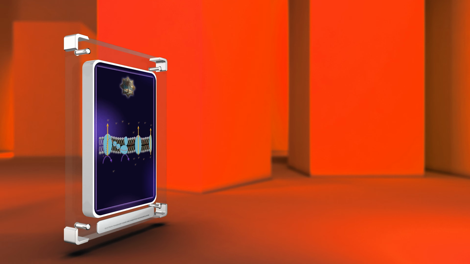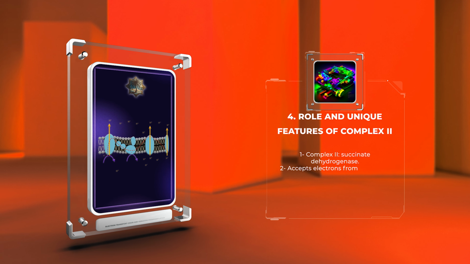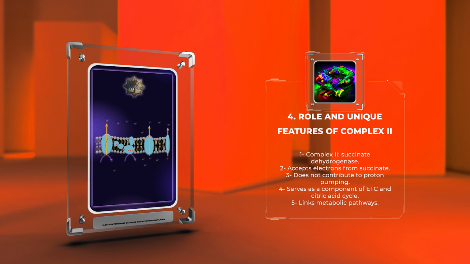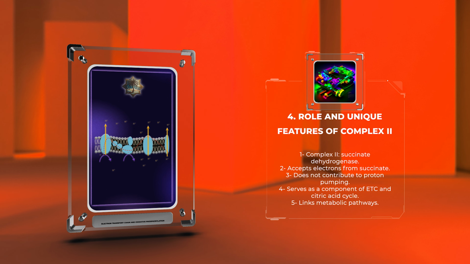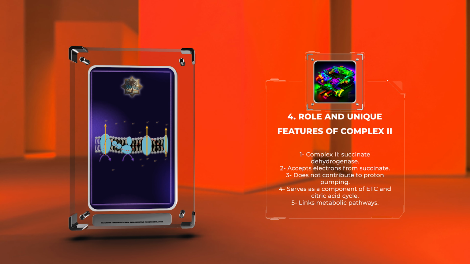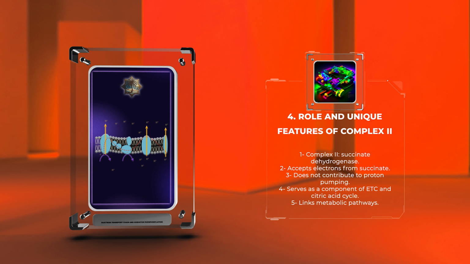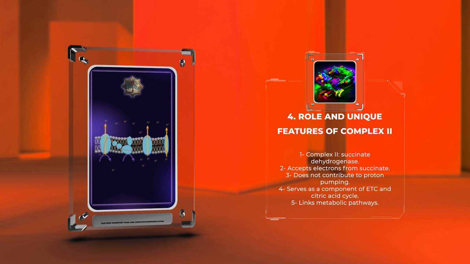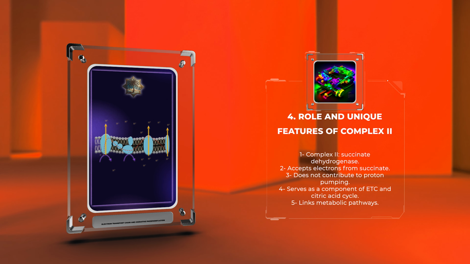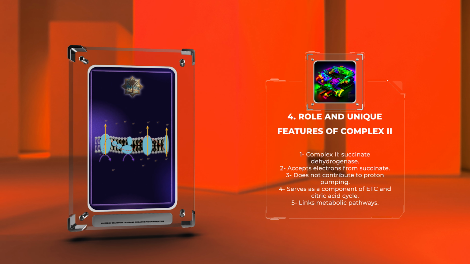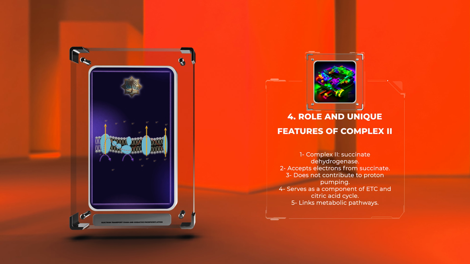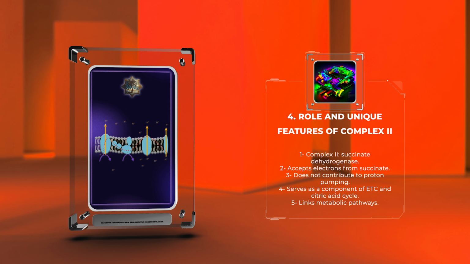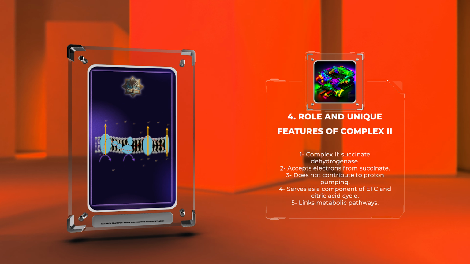Complex II, or succinate dehydrogenase, complements complex I by directly accepting electrons from succinate, a product of the citric acid cycle. Unlike complex I, complex II does not contribute to proton pumping. However, its unique feature lies in its role as both a component of the ETC and an enzyme involved in the citric acid cycle. Complex II provides a crucial connection between these two metabolic pathways.